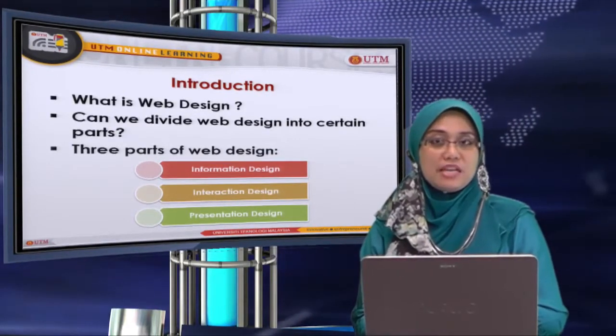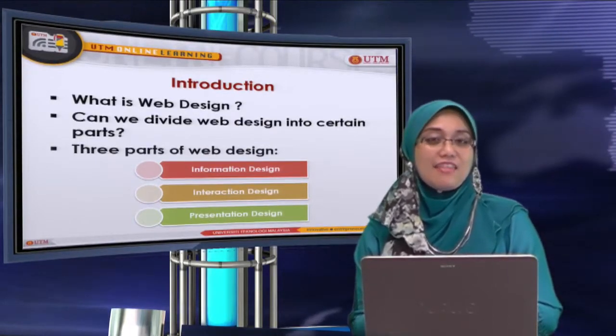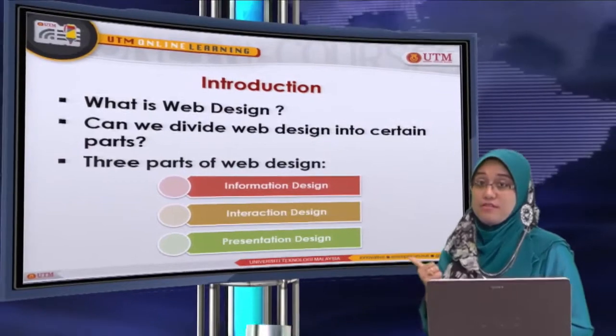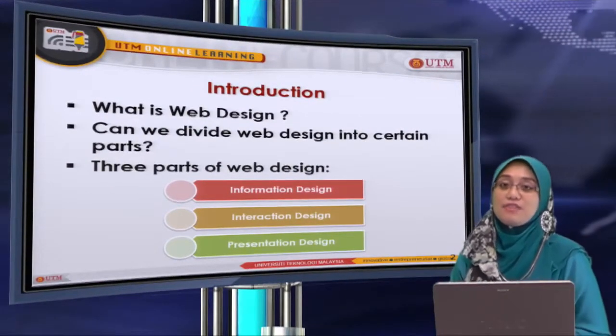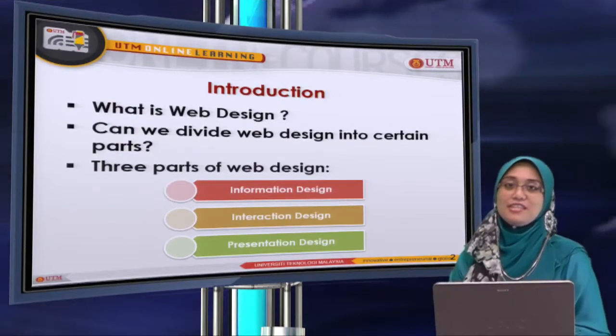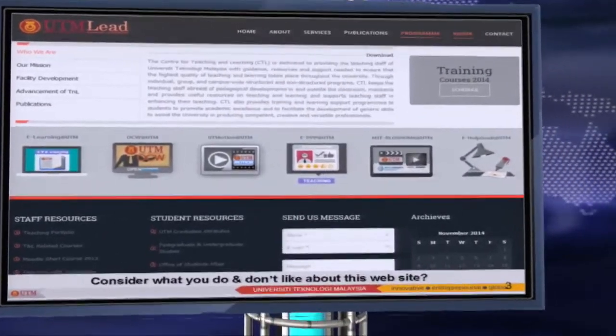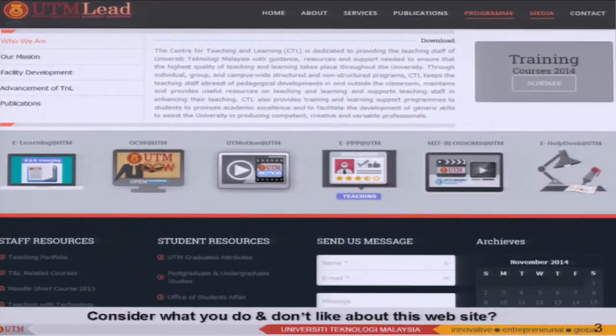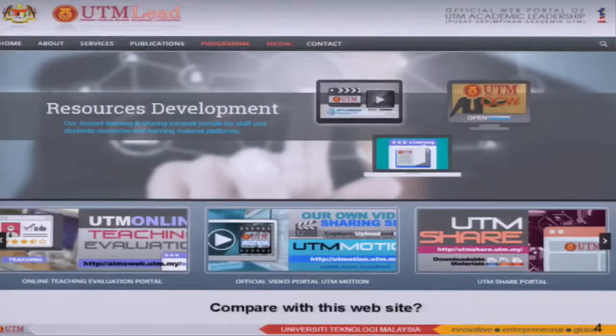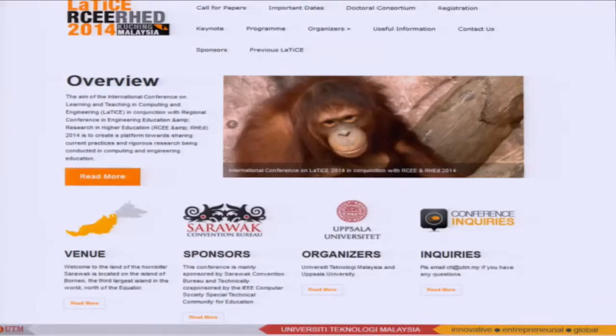Can we divide web design into certain parts? Yes, there are three parts of web design. First, information design. Second, interaction design. And third, presentation design. Let's take a look and consider what you do and don't like about the website. Compare with this website. What information does this page share? And compare to this website. Is the information well presented?